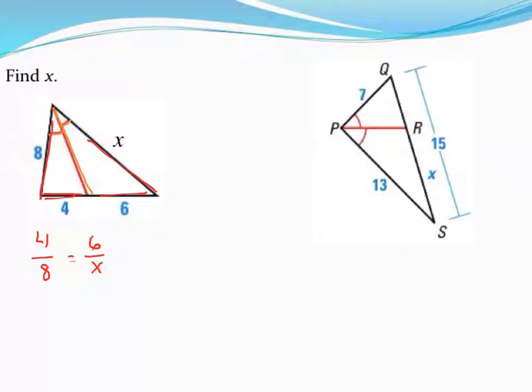Well, I guess let's go ahead and get the answer right now. So I'd say 4x is equal to 48. And then dividing both sides by 4, I get an answer of 12. So x is 12. Now that's not hard to do.